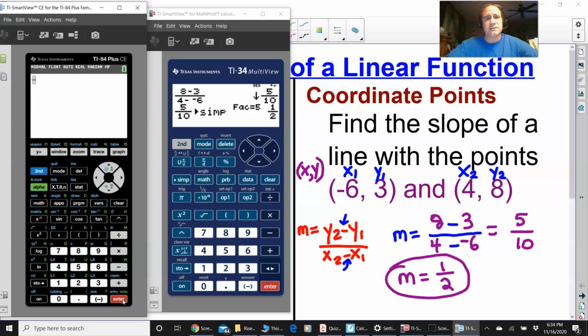Now you have the fraction on your screen. You have 8 minus 3, and then you have 4 minus a negative 6. And I'm going to press enter, and you get 1/2. There's no need. It doesn't give you the 5/10. It just goes straight to that 1/2.